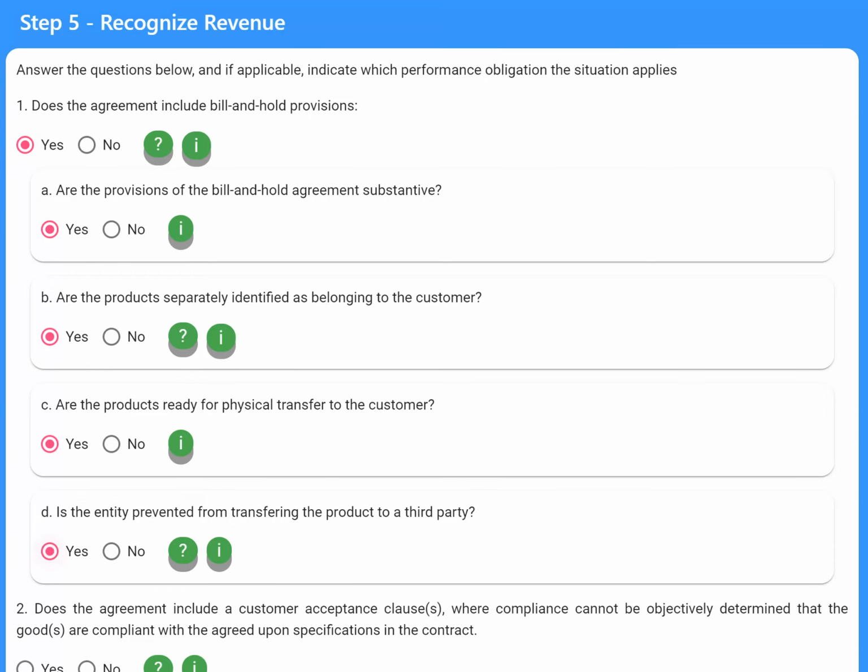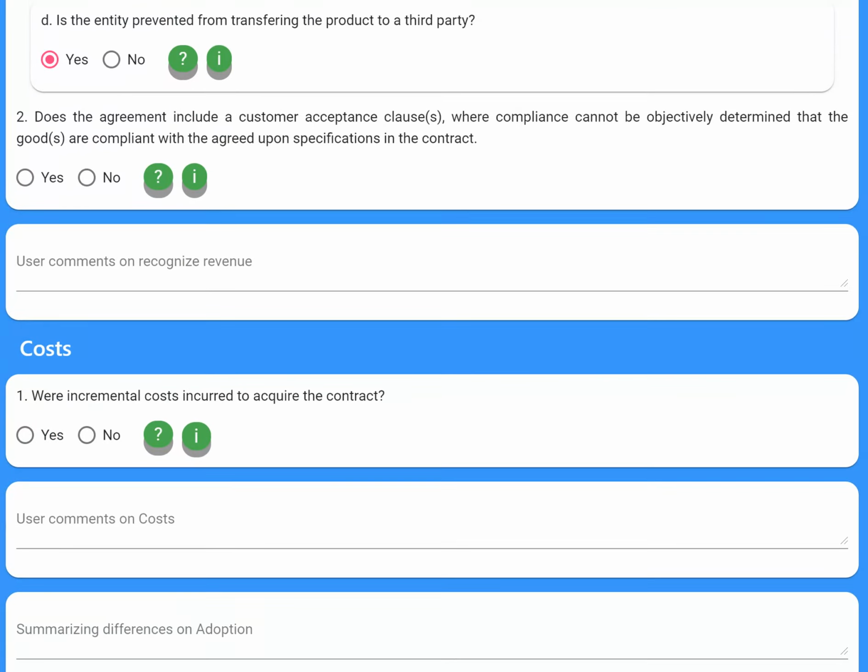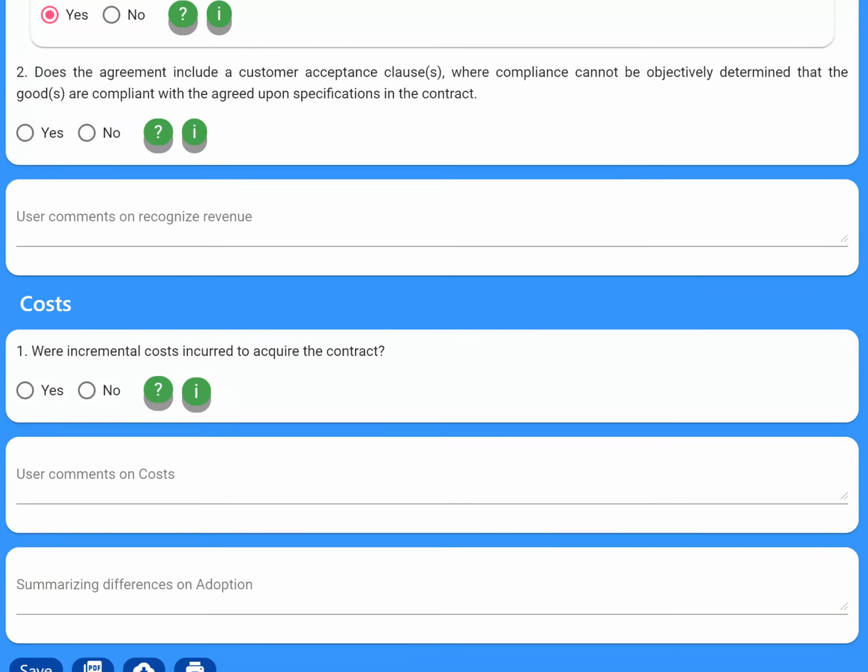So our next area, there's actually four of these, but the next area we're going to look at is, does the agreement include customer acceptance clauses where compliance cannot be objectively determined that the goods are compliant with agreed upon specifications? So if you have a customer acceptance clause and the acceptance terms are, it has to meet a certain measurement, it must be 4 inches by 7 inches or something of this sort, you can objectively determine whether acceptance will be received.